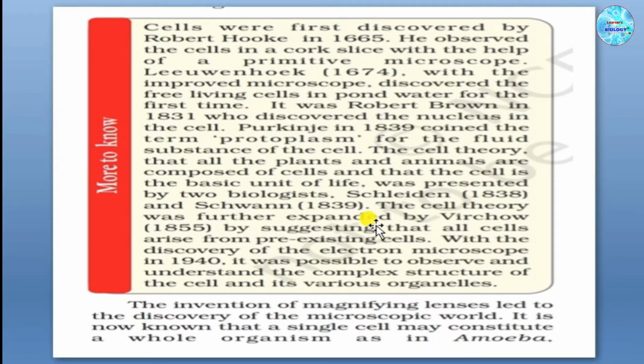The cell theory was further expanded by Virchow in 1855, where he suggested that all cells arise from pre-existing cells. That means he suggested cell division. A pre-existing cell divides to form a number of cells. And in the year 1940, with the discovery of the electron microscope, all the complex structures and the organelles present in the cell were visible.